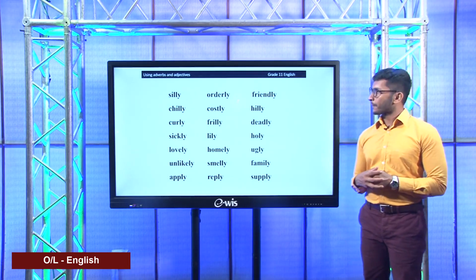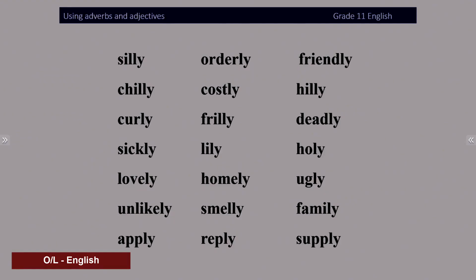Let's take some. Silly. Now you already know silly is an adjective, not an adverb. Orderly, again an adjective. Friendly, adjective. So the easiest way to find whether they are adjectives or adverbs is to use them in sentences. We say friendly manner. So manner is a noun. So manner is described by the word friendly. So friendly is an adjective.